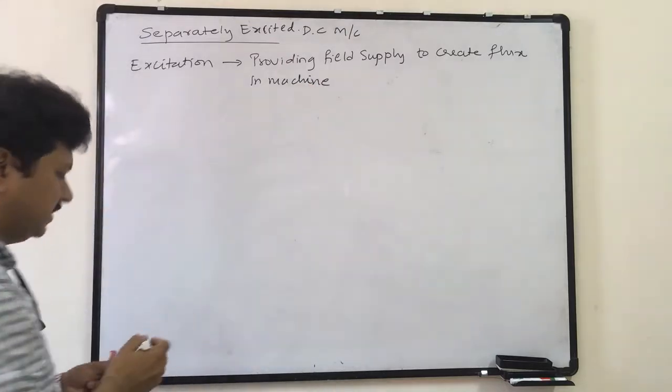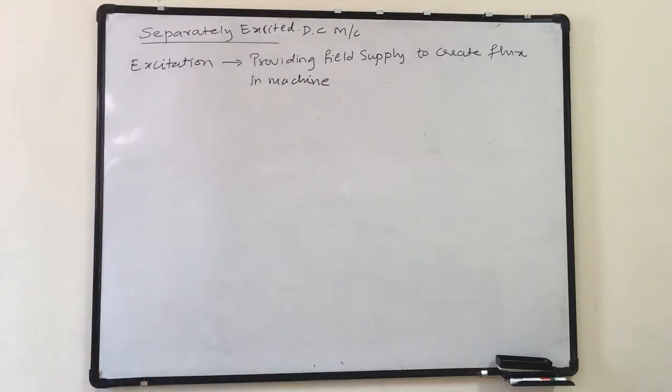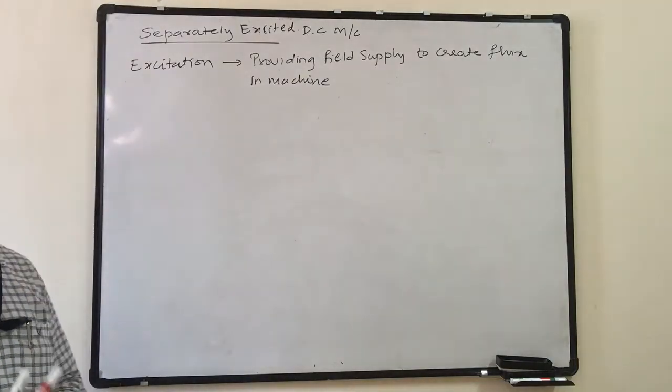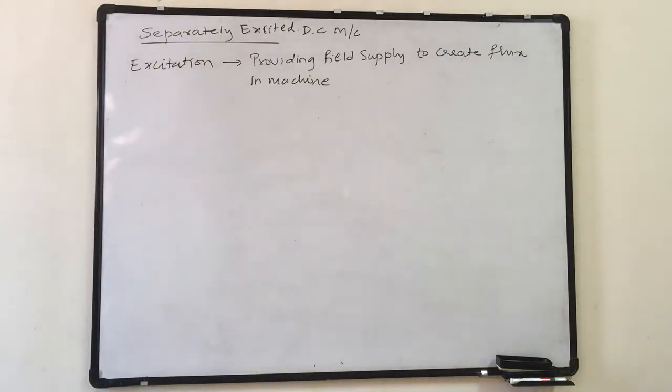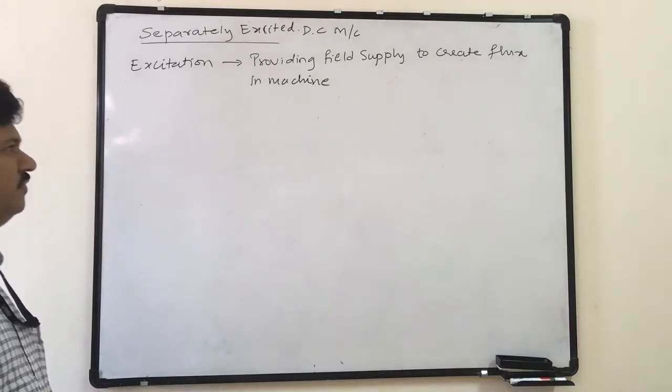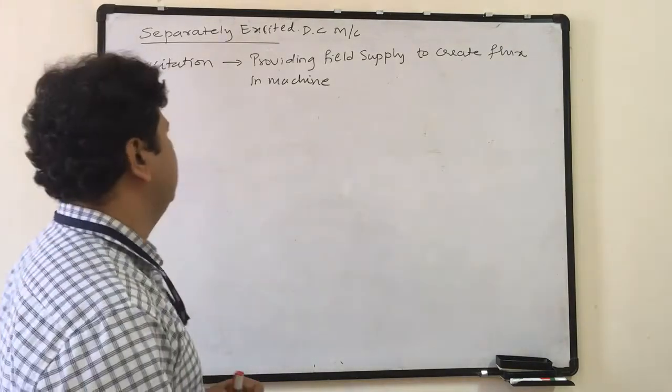So this means excitation. Excitation is observed in synchronous generators. Excitation is observed in DC machines. Okay. So excitation is in synchronous machines and DC machines. In transformers we don't call it excitation. We call it energizing the primary coil. In an induction machine there is no separate excitation given to the motor. The main three-phase input supply itself will act as the excitation supply. Okay, so excitation is providing field supply to create the flux in the machine.